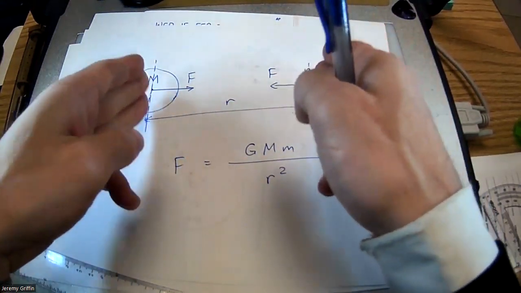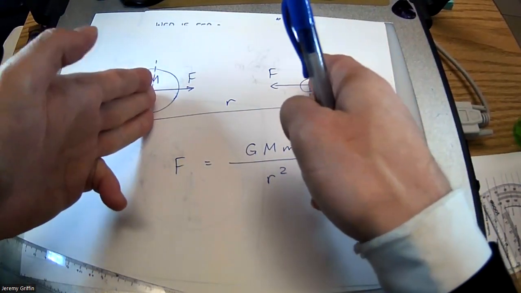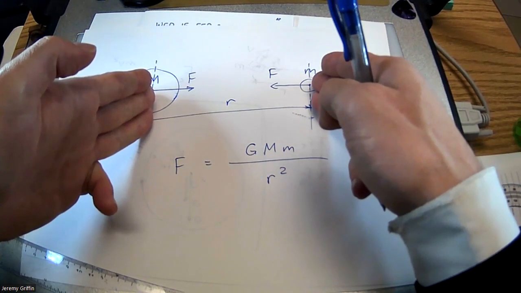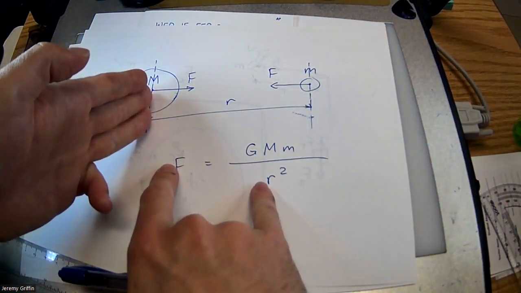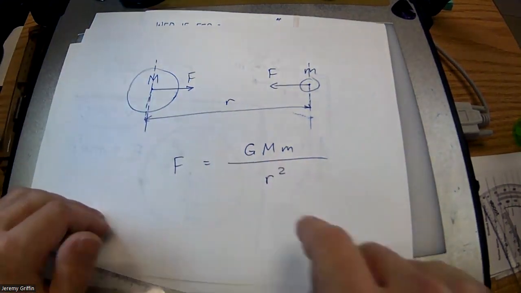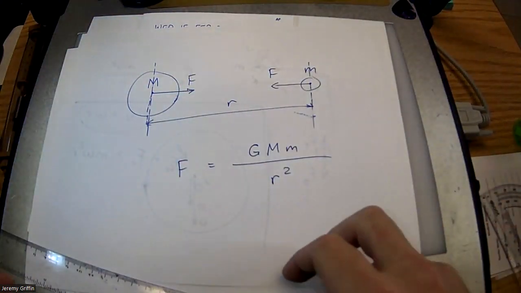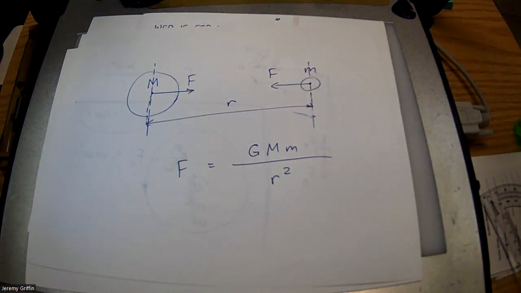What about this? What if you take this R distance between them and you triple the distance? Now what happens to the force? It's 1/9 as much, right? Or if you cut it to a third, now you've got 9 times the force.